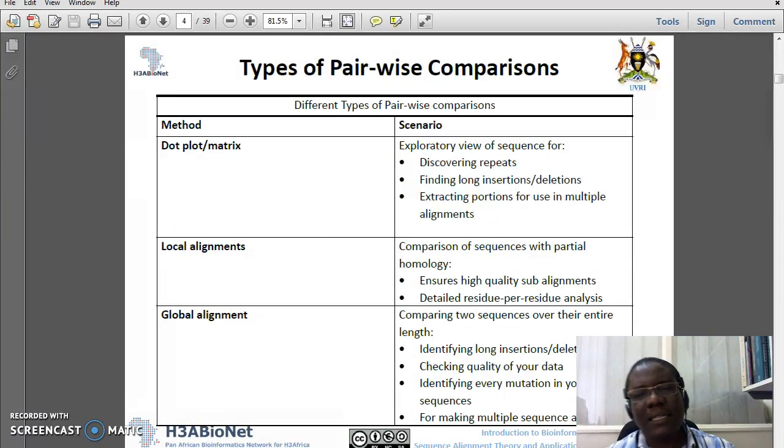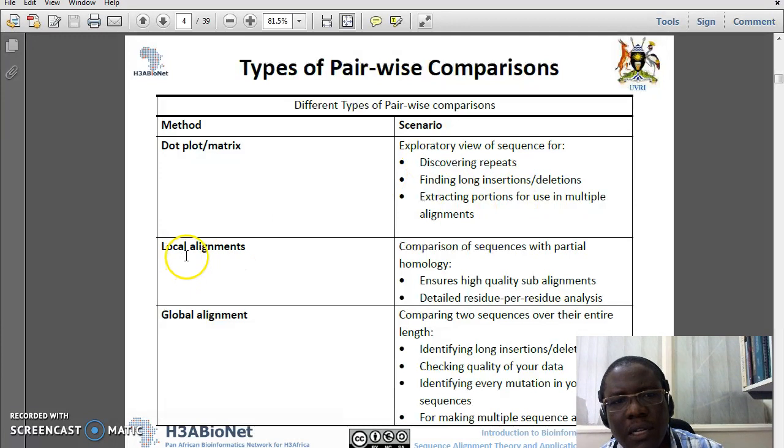Sequence alignment or comparison is a difficult biological task. Shown here are 3 ways that it can be done and the various scenarios to which each is suited. You can use a dot plot or matrix, and these are useful when you want to have an exploratory view of your sequences just to see whether, for example, they are repeats. You're looking for long insertions or deletions and to extract portions that you can use in multiple alignments.